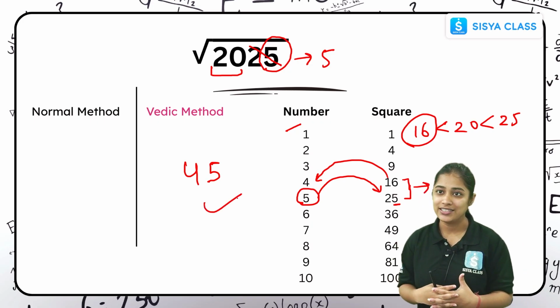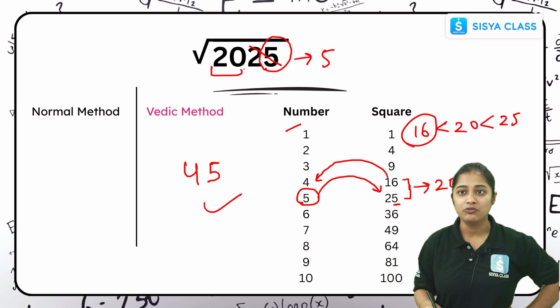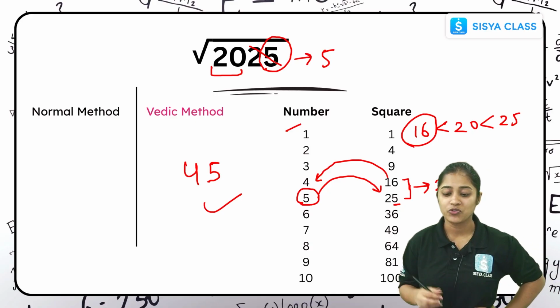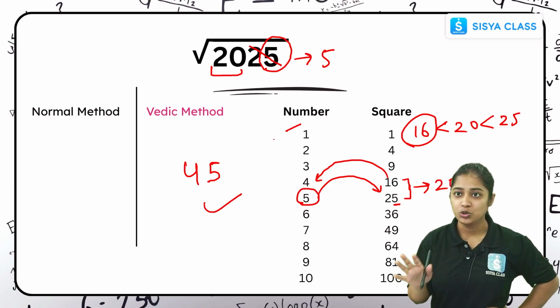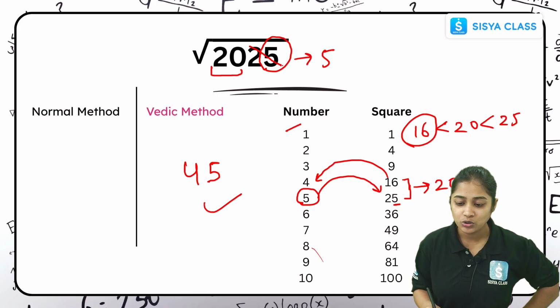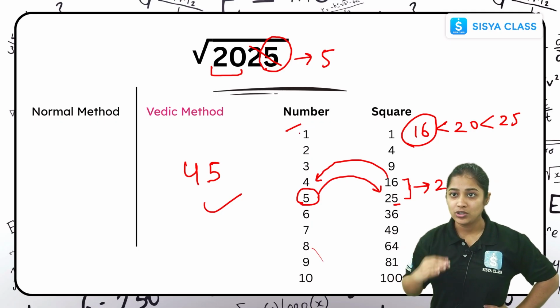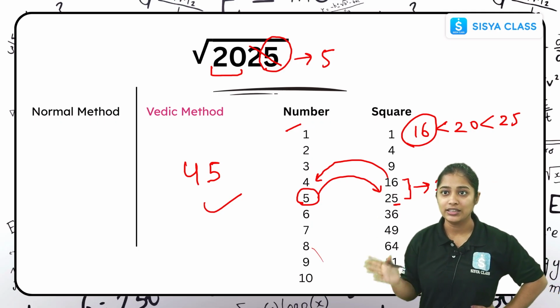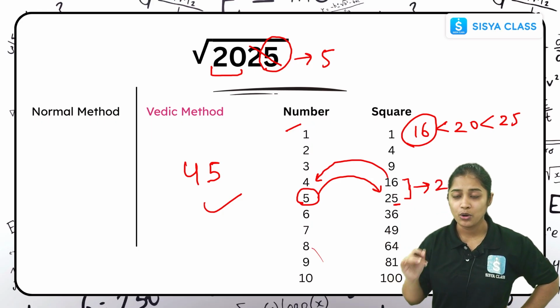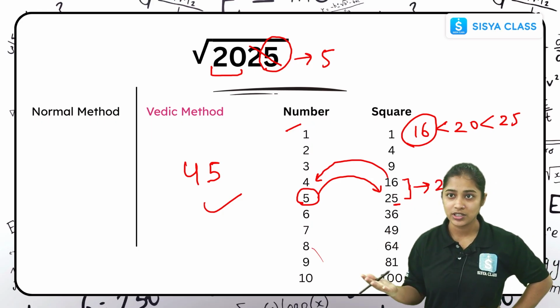Again, very easy, right? So if you have any 4-digit or 5-digit number, the first task is to see the unit digit, okay? Whatever unit digit you have, check which square number from 1 to 10 contains that unit digit, okay? Let's understand this with one more example.